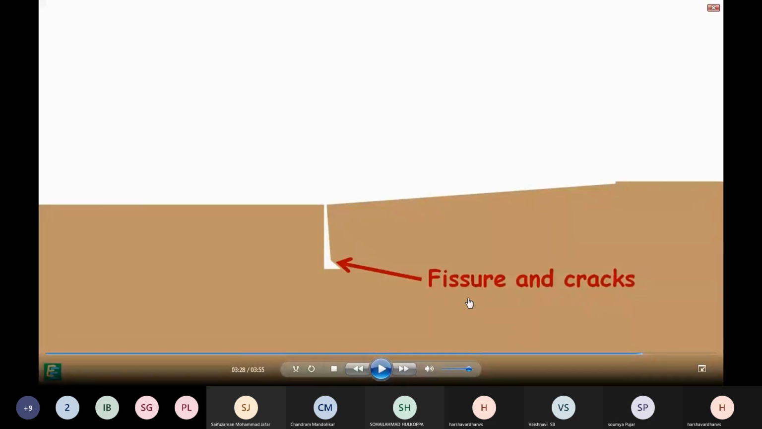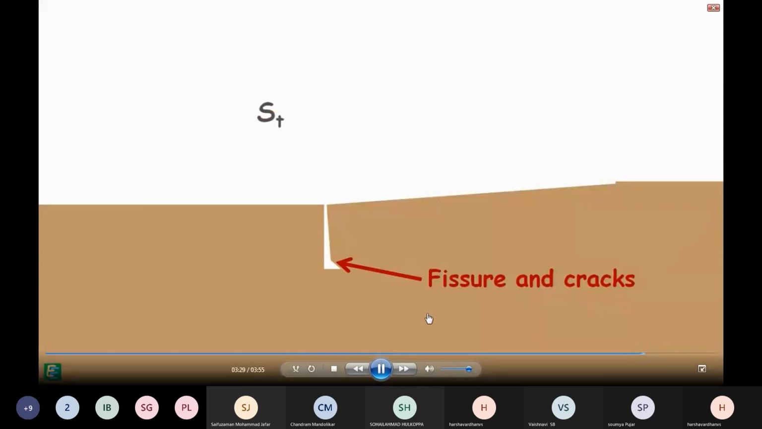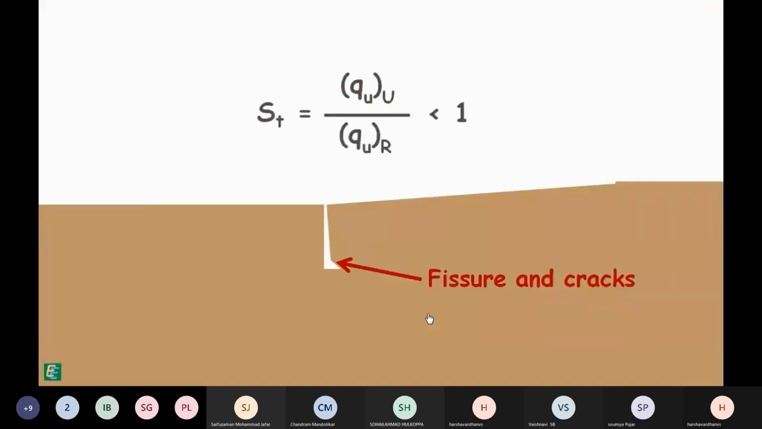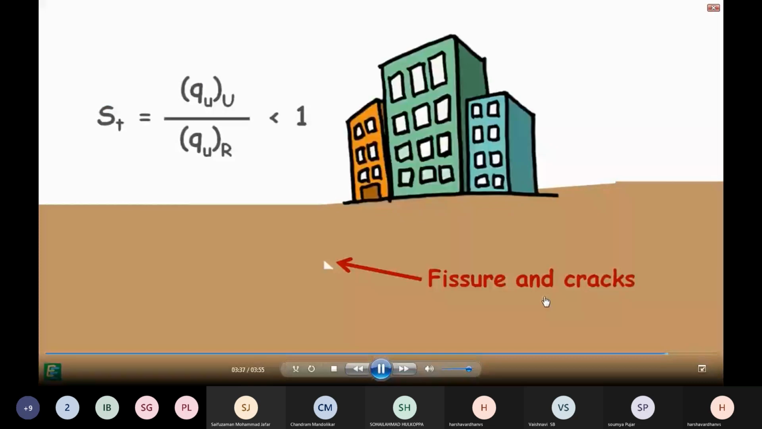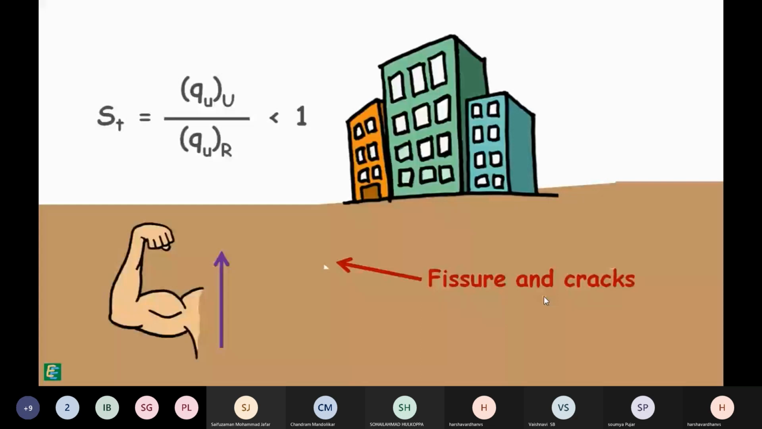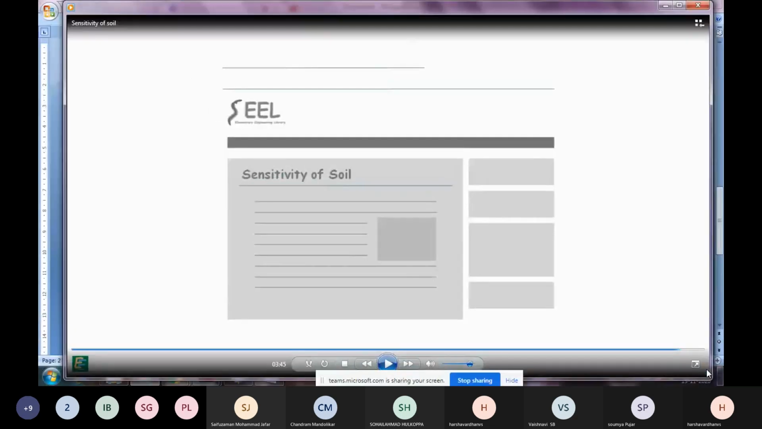For some soil, fissures and cracks are present. When these fissures and cracks are present, the strength of remolded soil will be more. Because of these fissures and cracks, in the undisturbed state strength will be less, and after remolding, the strength is going to increase. For such soils, the sensitivity will lie between 0 and 1. So you have to check whether the soil mass comprises cracks or fissures.